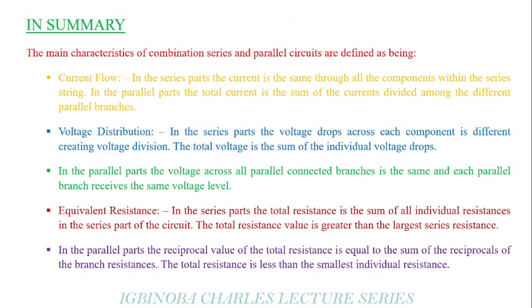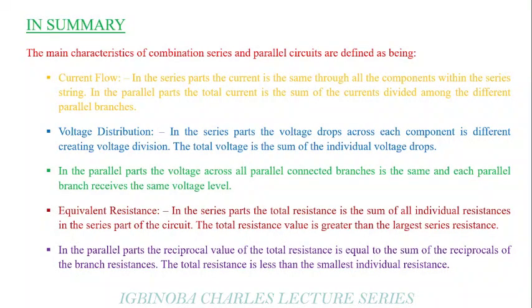So to summarize, the main characteristics of a combination series and parallel circuit are as follows. 1. In the series part, the current is the same through all the components within the series string. In the parallel part, the total current is the sum of the currents divided among the different parallel branches. 2. In the series part, the voltage drop across each component is different, creating voltage division. The total voltage is the sum of the individual voltage drops. In a parallel part, the voltage drop across all parallel branches is the same, and each parallel branch receives the same voltage level.